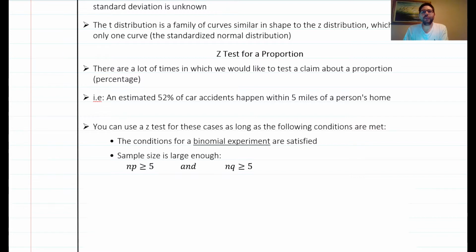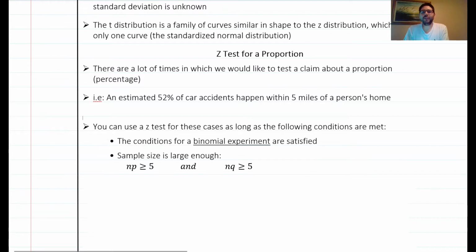And then you would tally those that do have an accident within that range, and you tally the ones that don't have an accident within that range. So this is success or failure. They either meet that condition or they do not meet that condition. That means you're using a binomial experiment. So we can think of this as a binomial experiment in which the conditions are met.